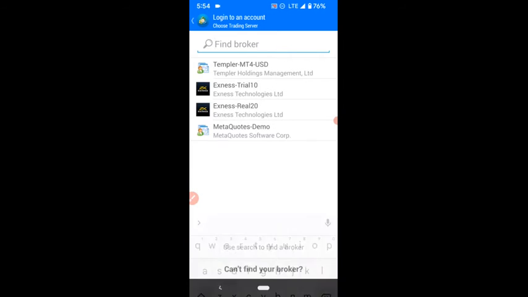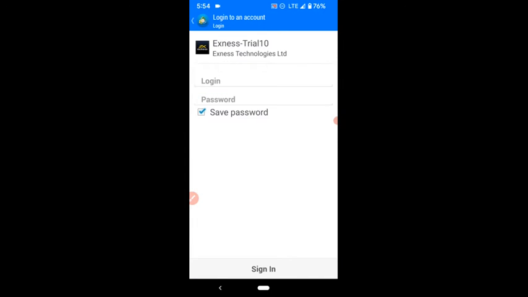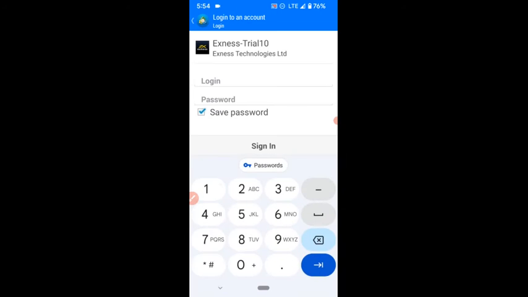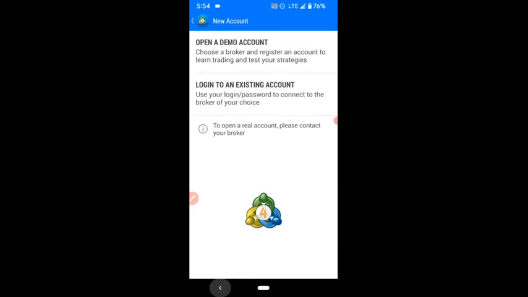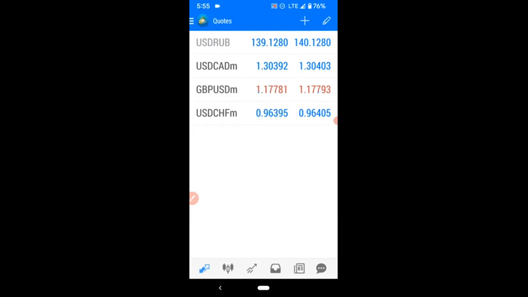So, for example, this XNES demo account. You put in your login and your password. Once you do that, you click on sign in, and once you sign in, this is how you're going to see your screen.